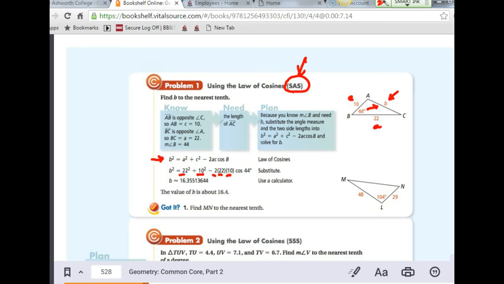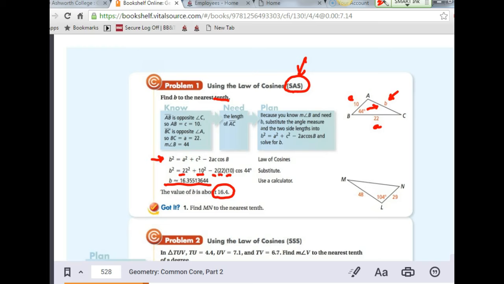All right. Now, please make sure that your calculator is in degree mode if you're going to use trig, because your calculator will give you a different answer, an incorrect answer, if you're in a different kind of mode. Okay. So the rest, literally, you can load every bit of this into your calculator. 22 squared plus 10 squared minus 2 times 22 times 10 times the cosine of 44. And it will do it all, and you can see here that we come out with approximately 16.3551364. And it wanted us to round it to the nearest tenth, as you can see in the directions, so we just rounded it to 16.4.